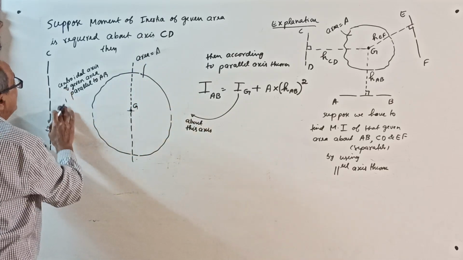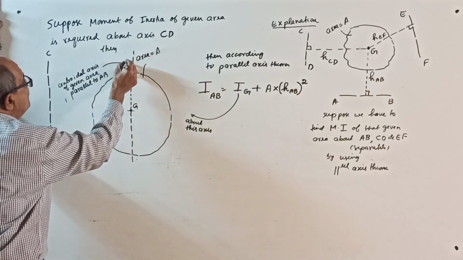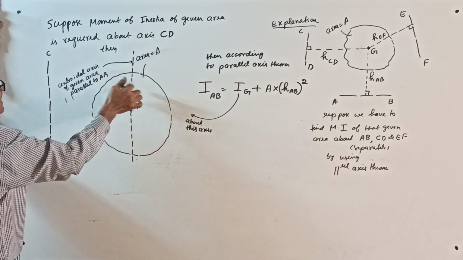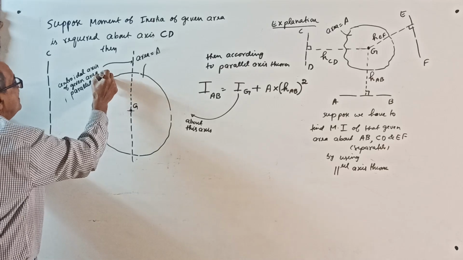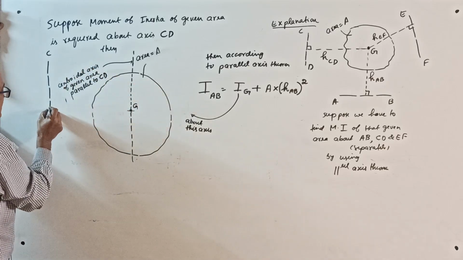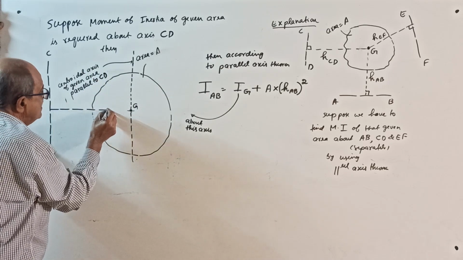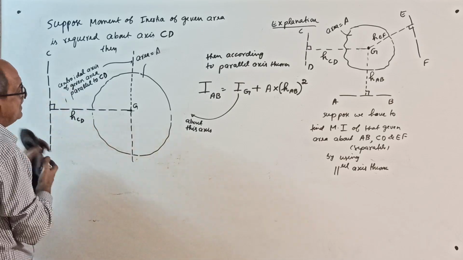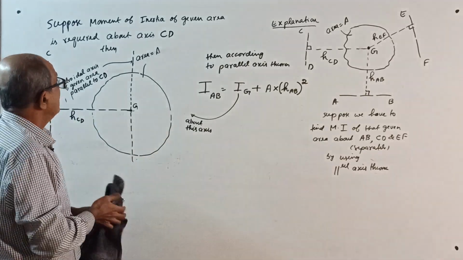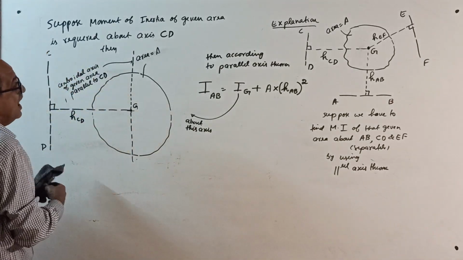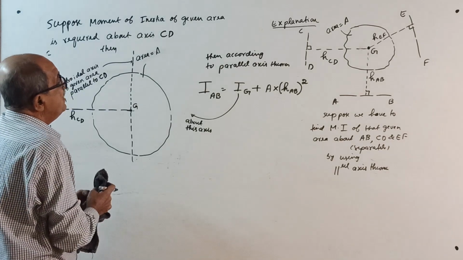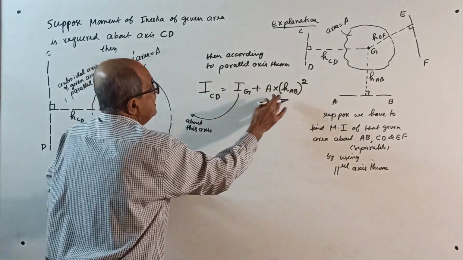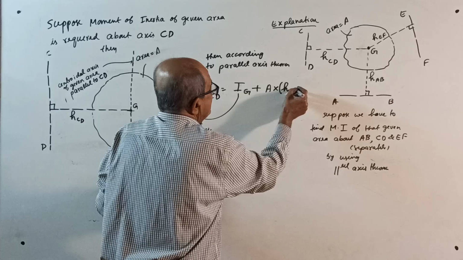See, I can do one thing, save the time. Okay. This is the centroidal axis of the given area parallel to CD. And from the centroid to CD, draw a perpendicular. Say H_CD. From centroid G, drop a perpendicular to axis CD, about which the moment of inertia is required. Then, according to the parallel axis theorem, I_CD equals once again IG plus A into H_CD square.